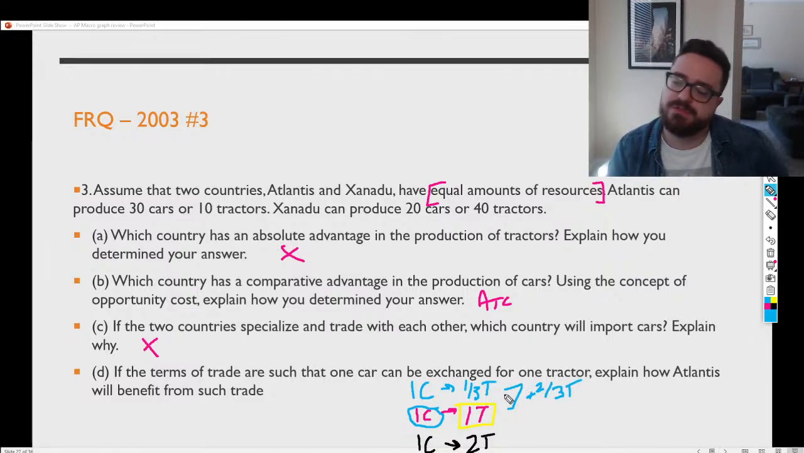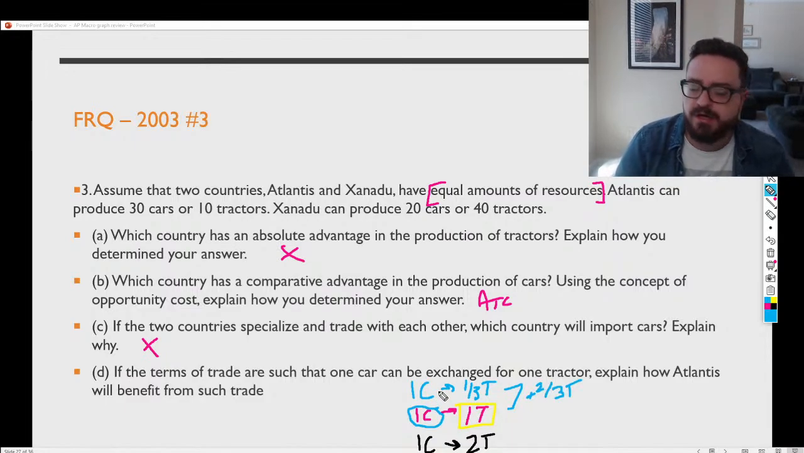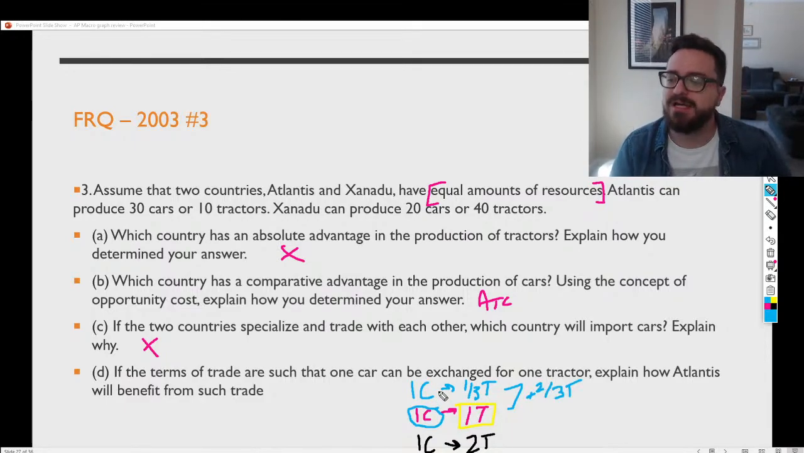For Xanadu, and so to be clear here, how does this benefit Atlantis? It benefits Atlantis because Atlantis will be gaining 2/3 more of a tractor than they would have on their own, because on their own, whenever they gave up 1 car, they got back 1/3 of a tractor, and now by trading 1 car to Xanadu, they are getting 1 whole tractor. It's a better deal. That's the answer for this question.